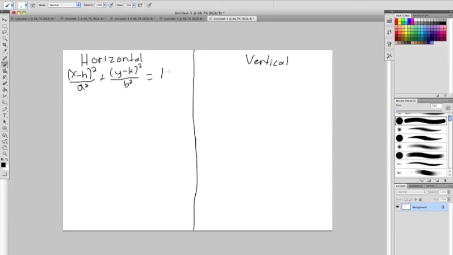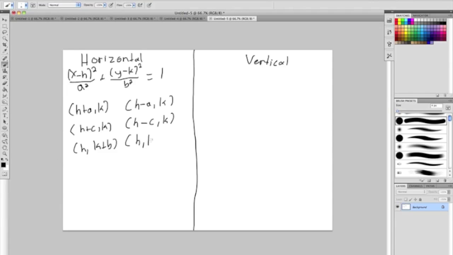Now for the important stuff. If you want to know the vertices, all you have to do is h plus a, you leave k alone, and h minus a, and leave k alone. To find the foci, you do h plus c, leave k alone, and h minus c, leave k alone. To find the co-vertices, you leave h alone this time, however you do k plus b, and the second one you do h, k minus b.